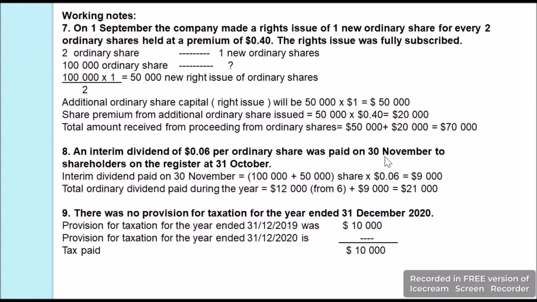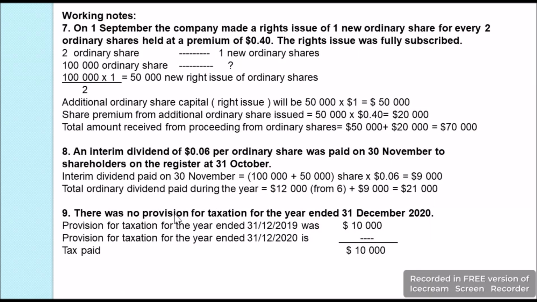Then in the 8th bit, it is mentioned that an interim dividend of 6 cents per ordinary share was paid on 30th November to the shareholders on the register at 31st October. So here the right issue was on 1st September, so these shares should also be included. So 100,000 plus 50,000, which will be 150,000 ordinary shares, times the 6 cents which is the dividend which is paid, we get the value as $9,000. In the 6th bit, we have calculated the dividend which was paid in the month of March, and we got 12,000 there. So 12,000 plus 9,000, which is equal to 21,000, will be the total dividend paid during this period.